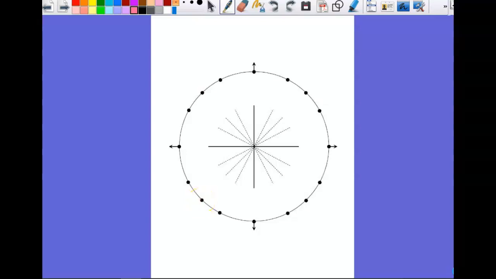5 pi fourths, good. And this would be 7 pi sixths. What would this one be? Very good. And this one? 5 pi thirds and? Good. All right, so you kind of get the hang of that there?